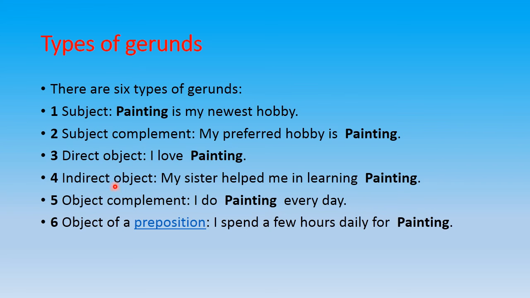Now indirect object, how is it used as an indirect object? Look at this sentence. My sister helped me in learning painting. Now in this sentence painting is used as an indirect object because the direct object in this sentence is me. So here in this sentence painting is used as an indirect object.